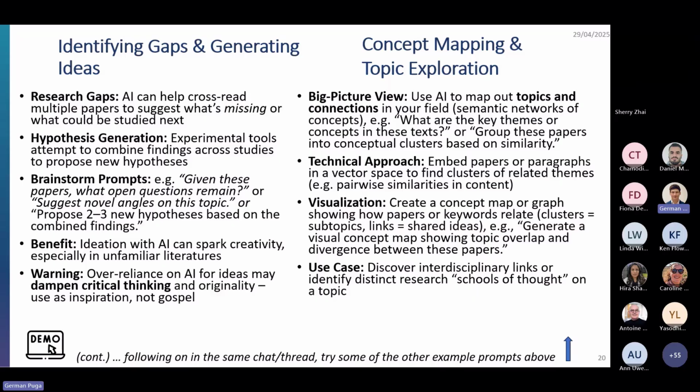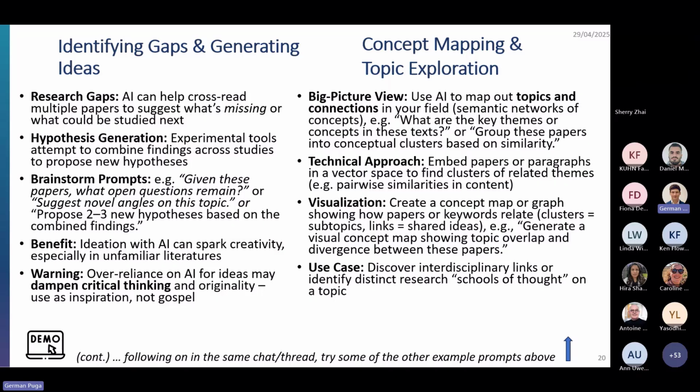Now, concept mapping and topic exploration: you might be thinking about drawing connections between topics or themes in the different papers. Maybe you want to group the papers into similar areas or clusters. A technical approach is to embed the papers or paragraphs into some sort of vector space and find clusters based on some sort of dimensionality reduction, like PCA or something like that. That's the technical approach, and that is certainly possible. I'll show you that in the next slide.